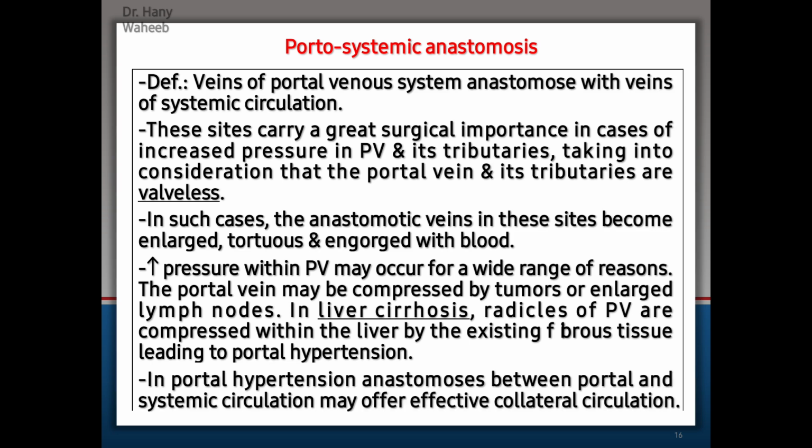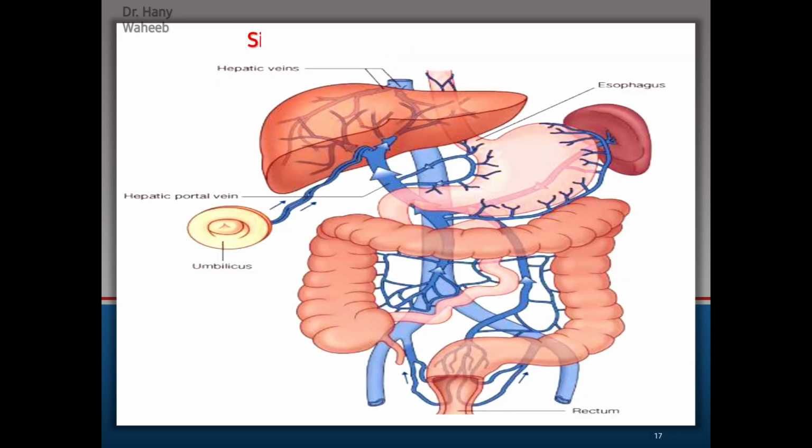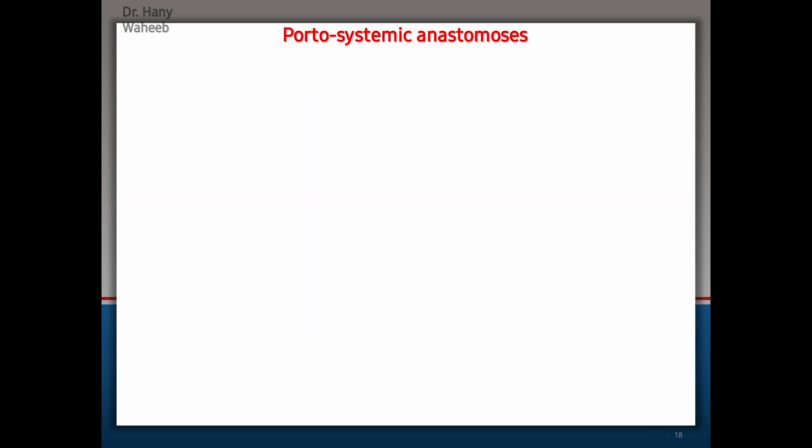In portal hypertension, the anastomosis between portal and systemic circulation may offer an effective collateral circulation. It is an alternative bypass for the blood. But these veins are weak, become enlarged, engorged with blood, and tortuous. Here are the sites of portosystemic anastomosis: 3 major sites in addition to 3 other sites.